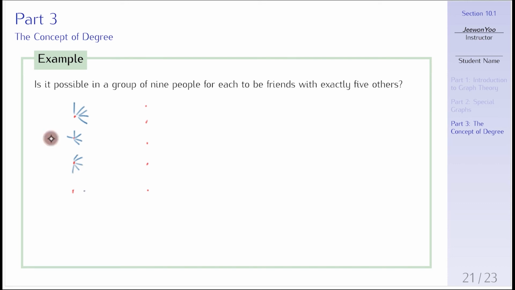And so on, and so on. So because we have 5 branches for every vertex here, the total number of branches we have is 5 times 9 vertices, which is 45. But do you think this is allowed or not allowed? If you said it's not allowed, then you're correct. The reason is this is an odd number. We are not allowed to have that. It's against the result 10.1.2.